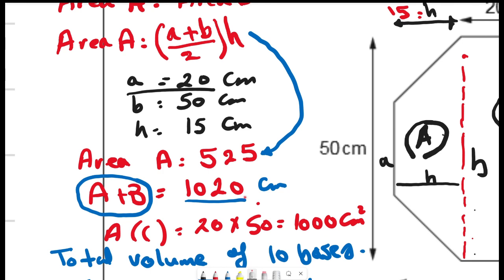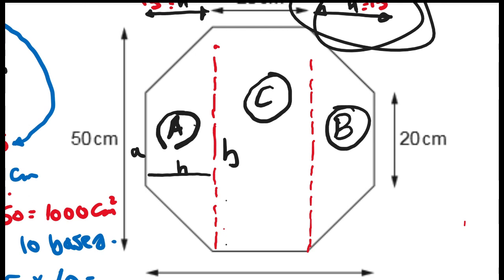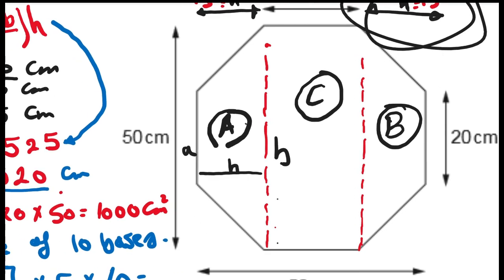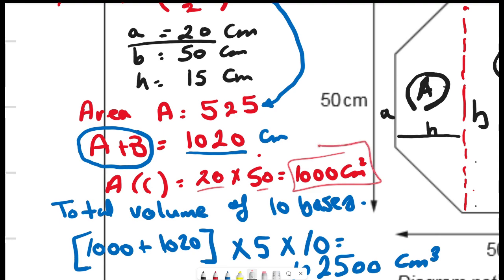And if we can get the other area here, which is the rectangle, then we add all of them together to get the total area of the base. And of course, you know how to get the area of a rectangle. It's length times width, 20 times 50, which is 1000 centimeters squared.